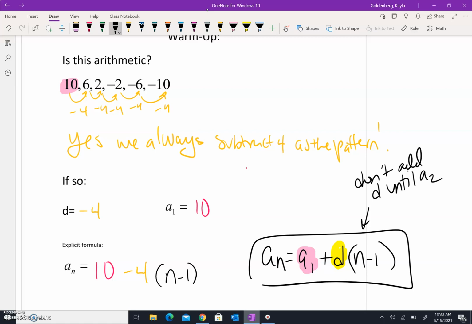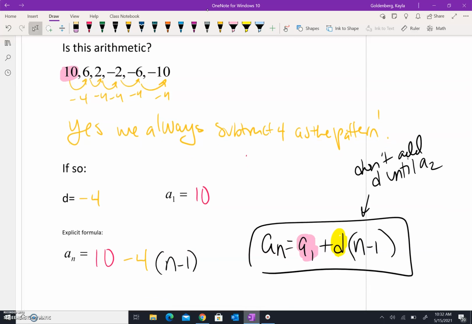So that's kind of the preventative measure, because otherwise if I had a sub n equals 10 minus 4 times n, right? If I did the first term, I'd get 10 minus 4 times 1, and I would have started subtracting 4 too early. So that prevents us from taking into account the difference until the second term. Remember, the difference can be positive or negative. Okay, so hopefully that is feeling good.